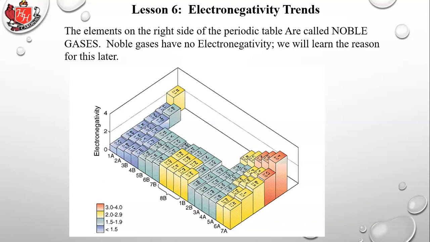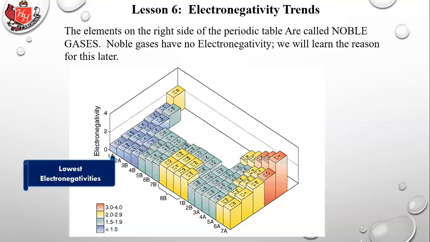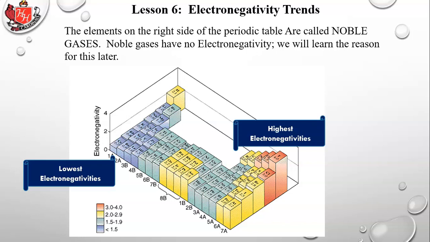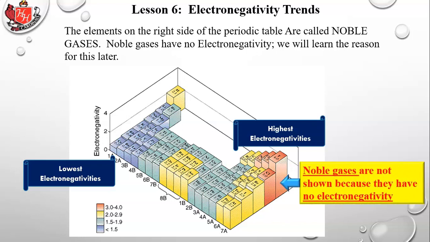They have very high ionization energy. It's hard to pull electrons away. However, they don't want to pull in outside electrons at all. And we're going to learn the reason for that. So lowest electronegativities and highest electronegativities. Noble gases are not shown because they have no electronegativity.